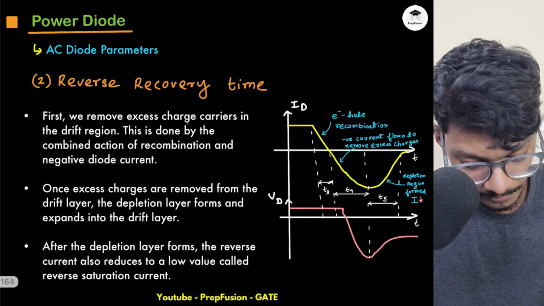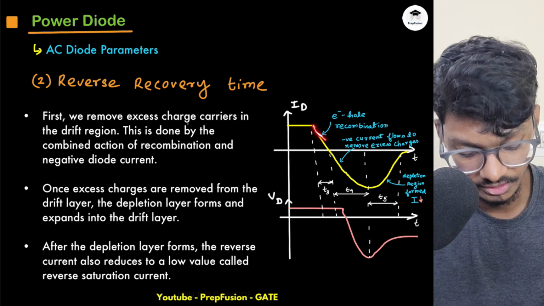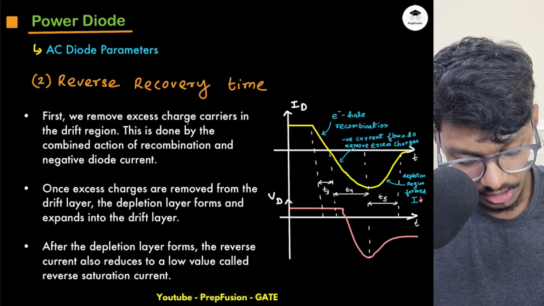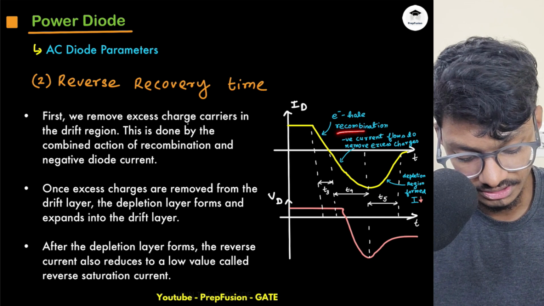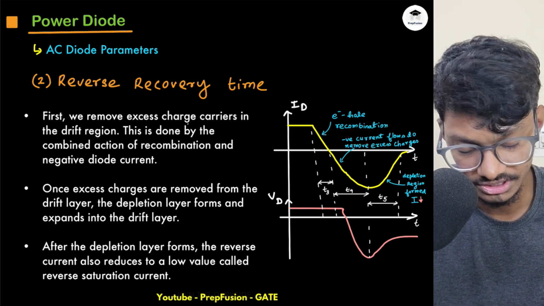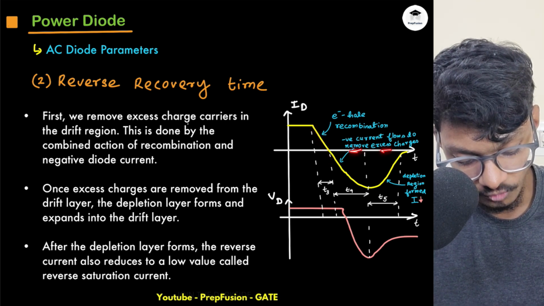So you can observe here, ID is constant, right? It is forward bias. Now slowly what is happening is that the current is starting to reduce. So as the current started to reduce, electron hole recombination is happening, right? Electron hole recombination is happening. Negative current flows in this region, electron hole recombination is happening. So current is reducing. Then after here, right, negative current flows, which removes the excess charge carriers.